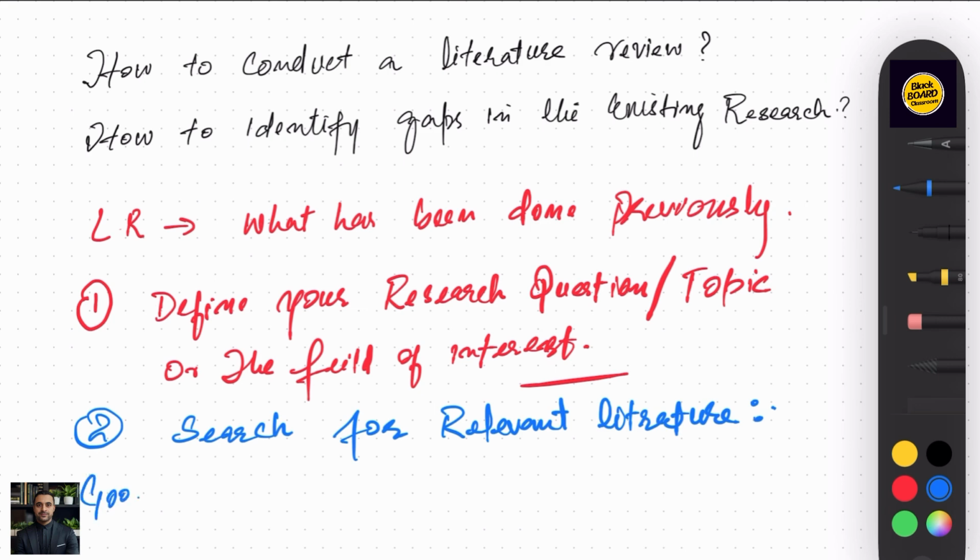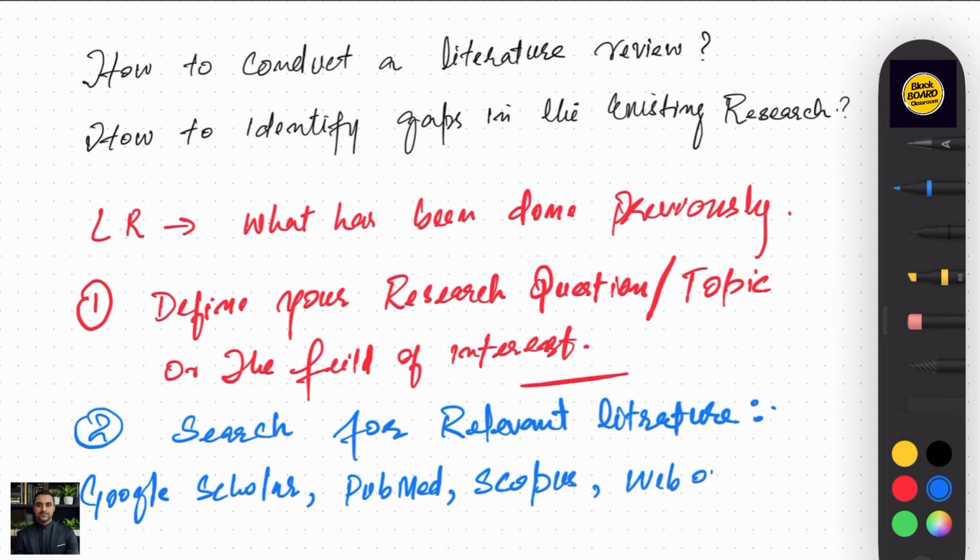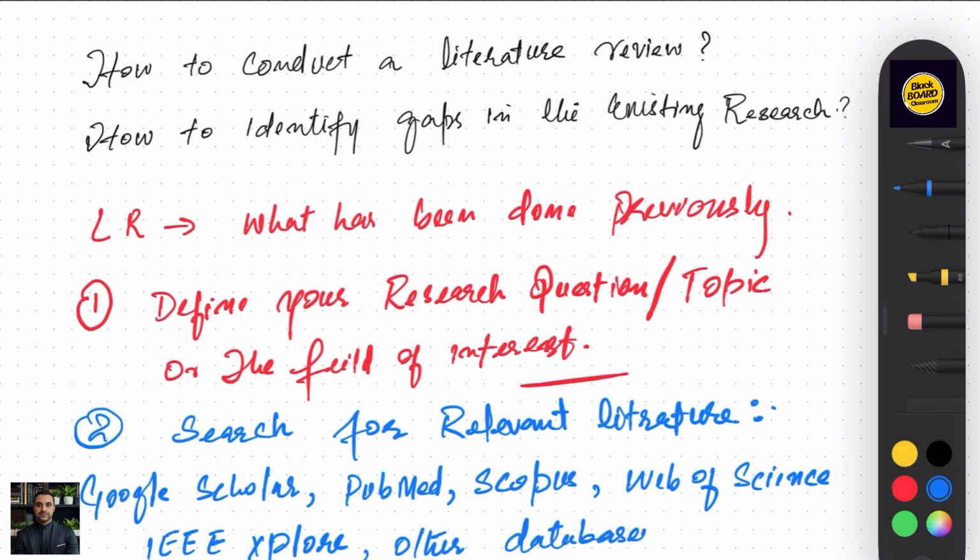such as Google Scholar. For health sector, there is a database, PubMed, then Scopus, then Web of Science, then IEEE Xplore, or the other databases available in the particular country.